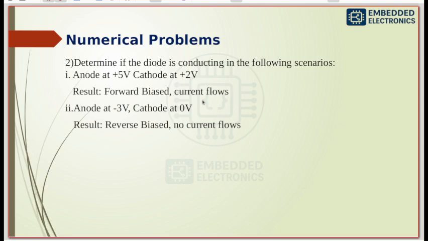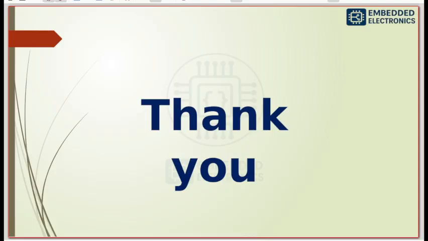So how to remember this? Forward bias means the voltage at the anode is higher than the voltage at the cathode. Reverse bias means the voltage at the anode is lower than the voltage at the cathode. So that's all about the diode circuit and power rectifiers.